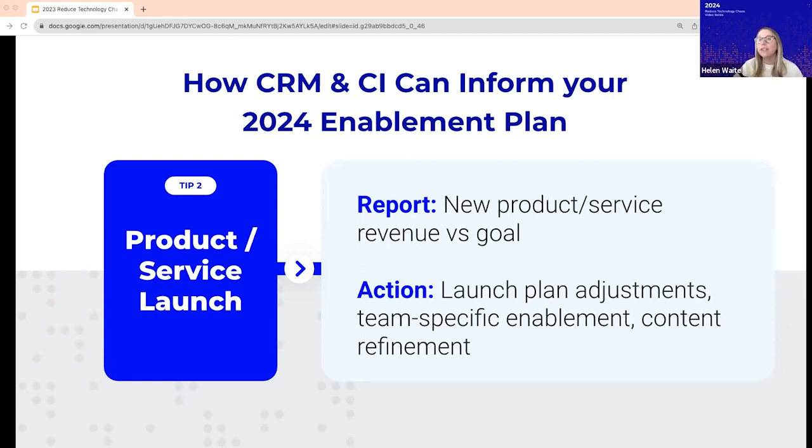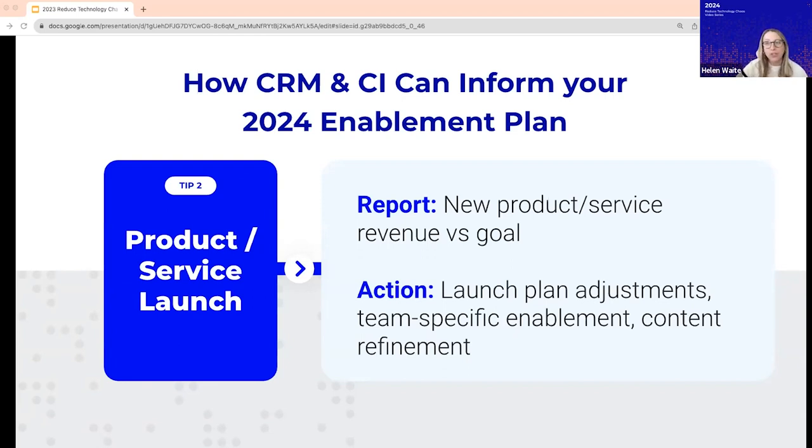Or maybe you have an additional product or service launch coming up where you want to take learnings from that initial one last year. So you'll look at your revenue versus goal, and the action you're going to take is really digging into each of the calls where this product or service was pitched. You can do this in conversation intelligence tools by easily searching the name of the product that you're looking for, so you can drill down into the calls where this was discussed. Then analyze what happened in those calls.